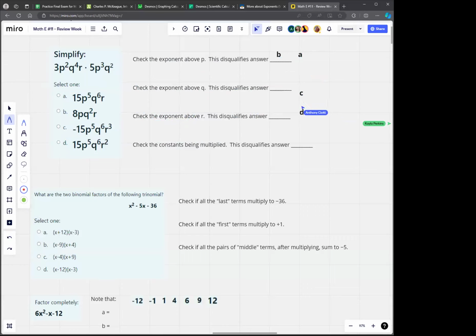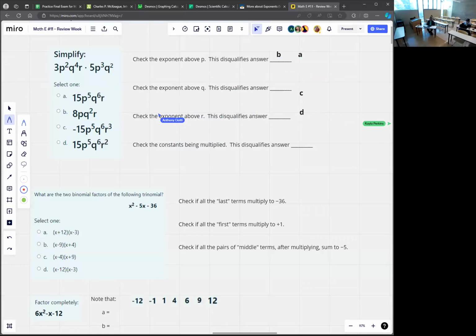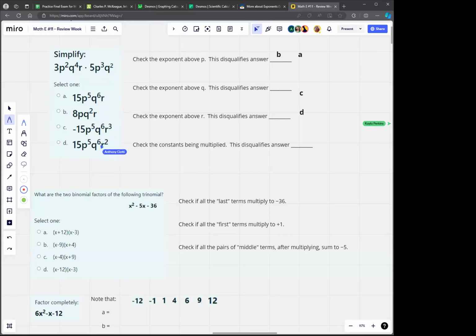Okay, now let's look at the Q. If we have a Q to the 4th times a Q squared, what exponent should the Q have? Q to the 6th. So which does that disqualify? C. The same as B, right? It doesn't help us anymore.